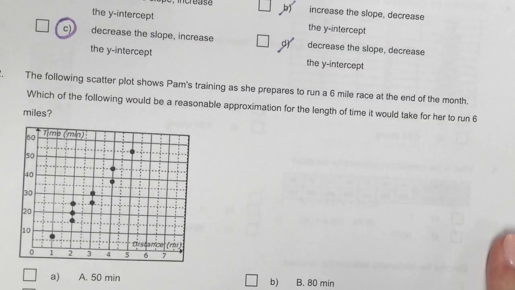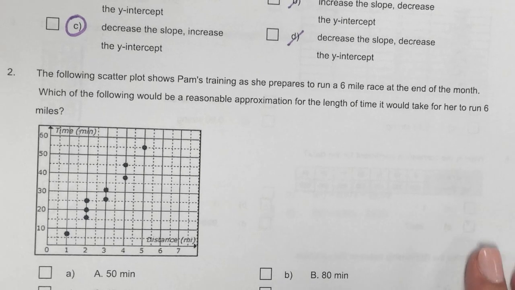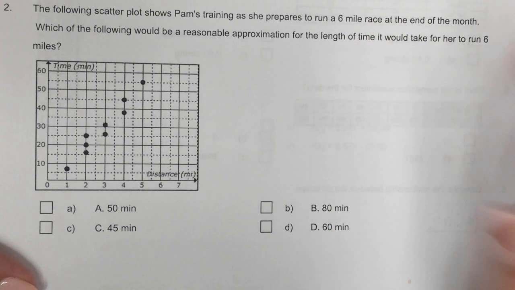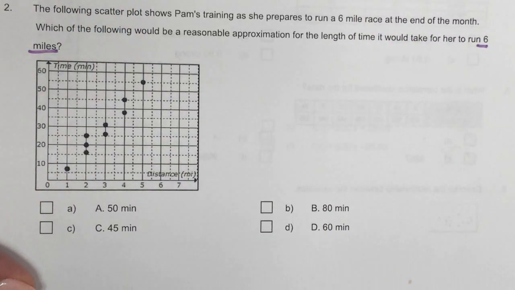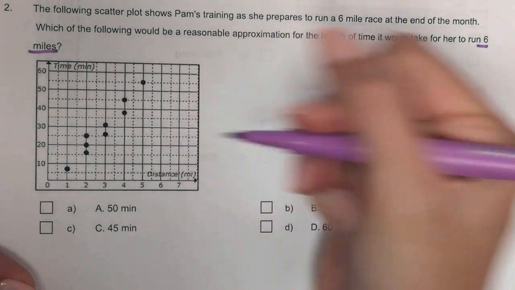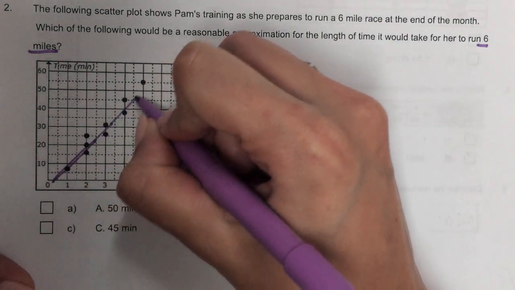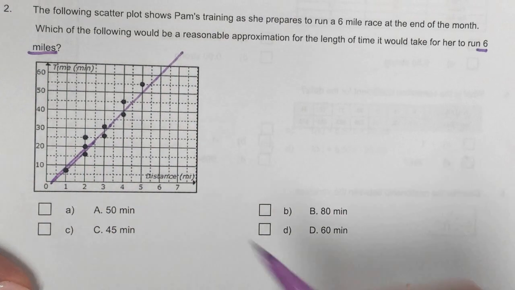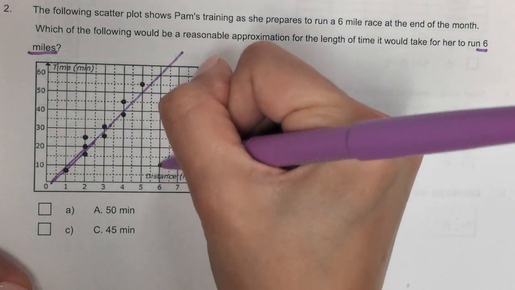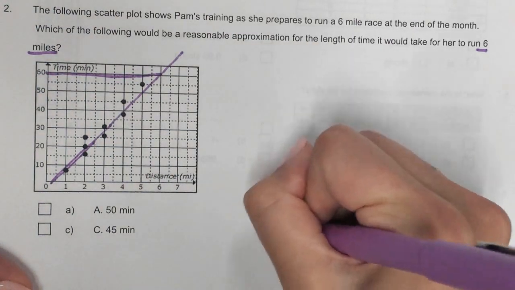All right, question 2. The following scatter plot shows Pam's training as she prepares to run a 6-mile race at the end of the month. Which of the following would be a reasonable approximation for the length of time it would take her to run 6 miles? So they're telling us 6 miles. So we need to go to the 6 on wherever it says miles, that's this side, and we're going to follow it up. Before I can follow it up, again, sketch your trend line. See how my trend line is going through the middle of the dots? So I'm going to follow my 6 and then go across, and it's about 60 minutes.